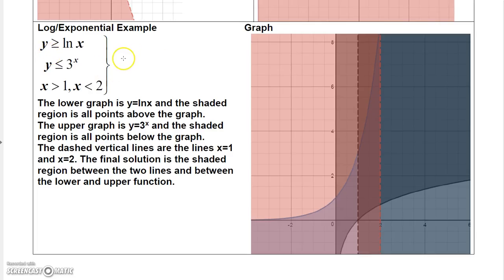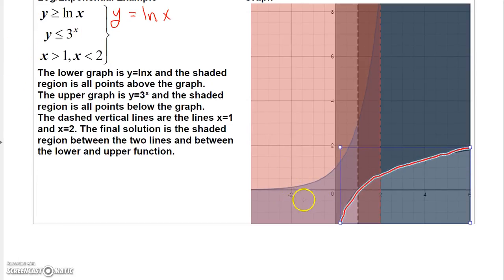Okay, I thought I'd throw this one at you to give you some logs and some exponentials. So the boundary for this one would be y equal natural log of x. Okay, well that is actually going to be this piece right here. Okay, so this is y equal natural log of x. That's what that looks like. And we want to shade where y is greater than that.